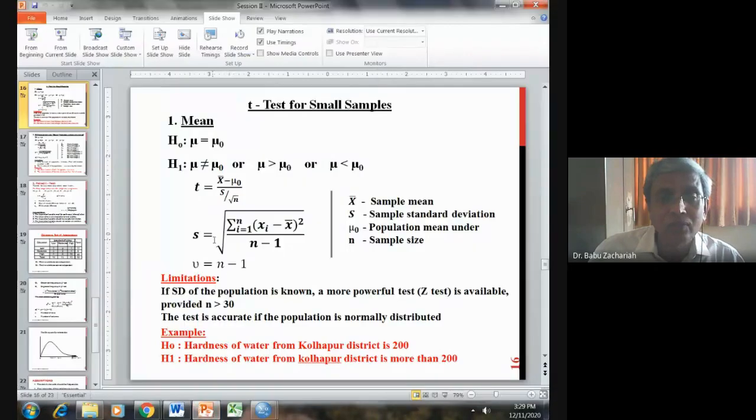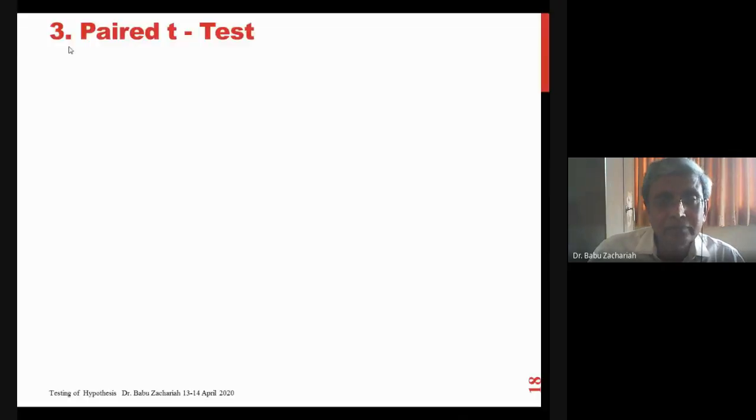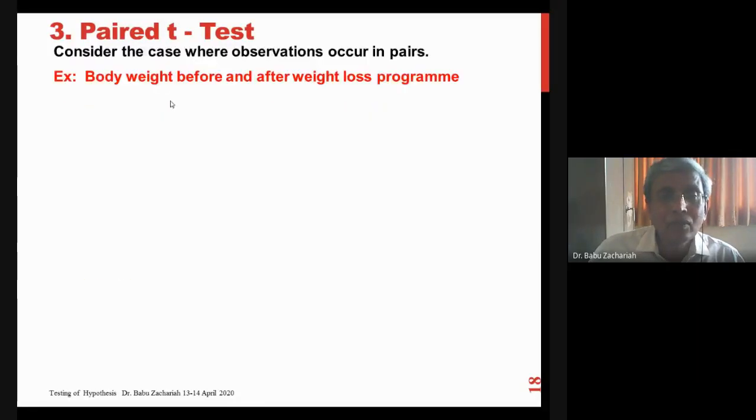I forgot to show the previous one. Anyway, this is the thing. I'll just explain the background. Consider the case where observations occur in pairs. For example, body weight before and after a weight loss program.